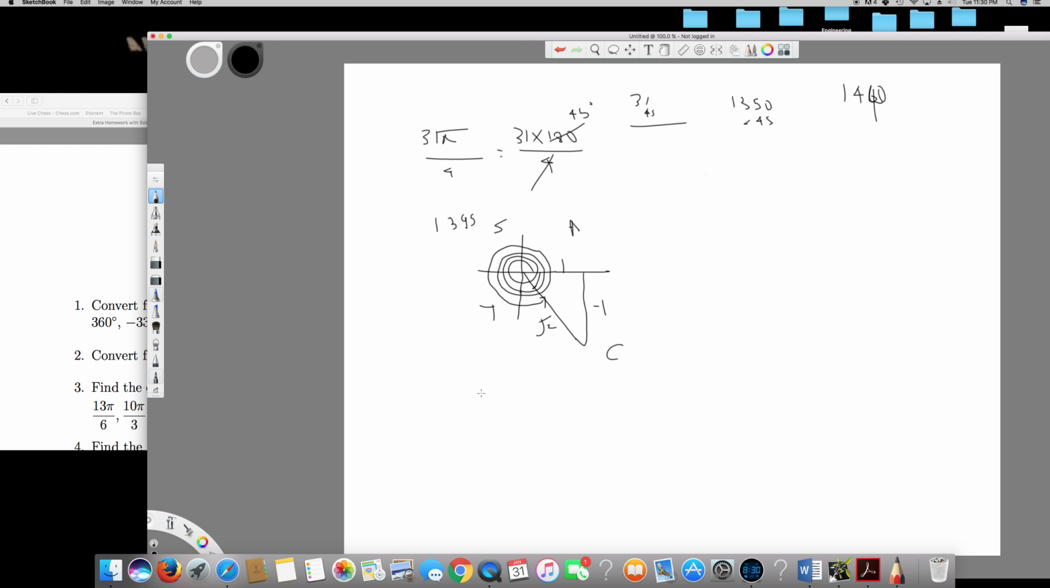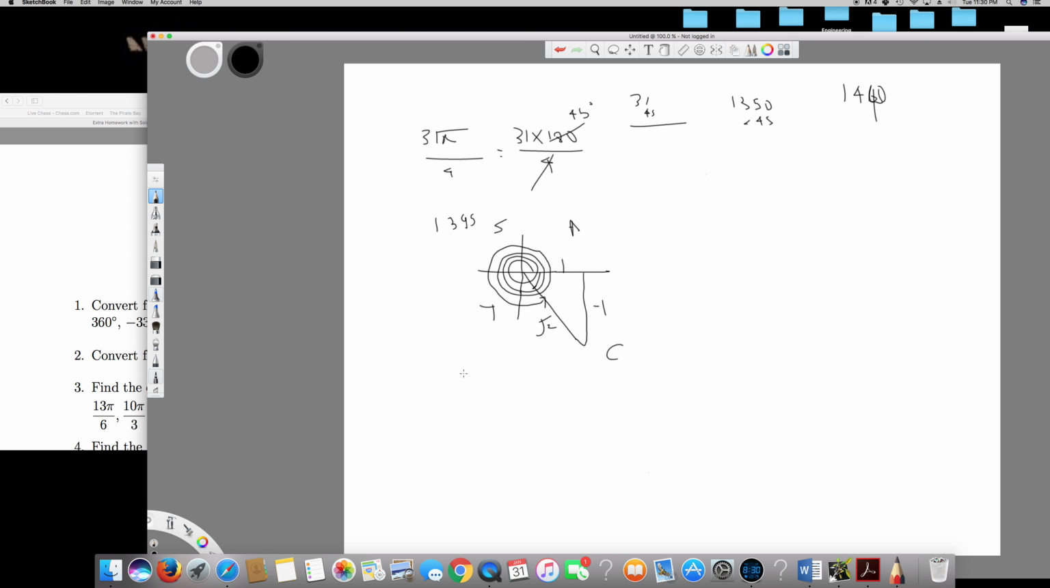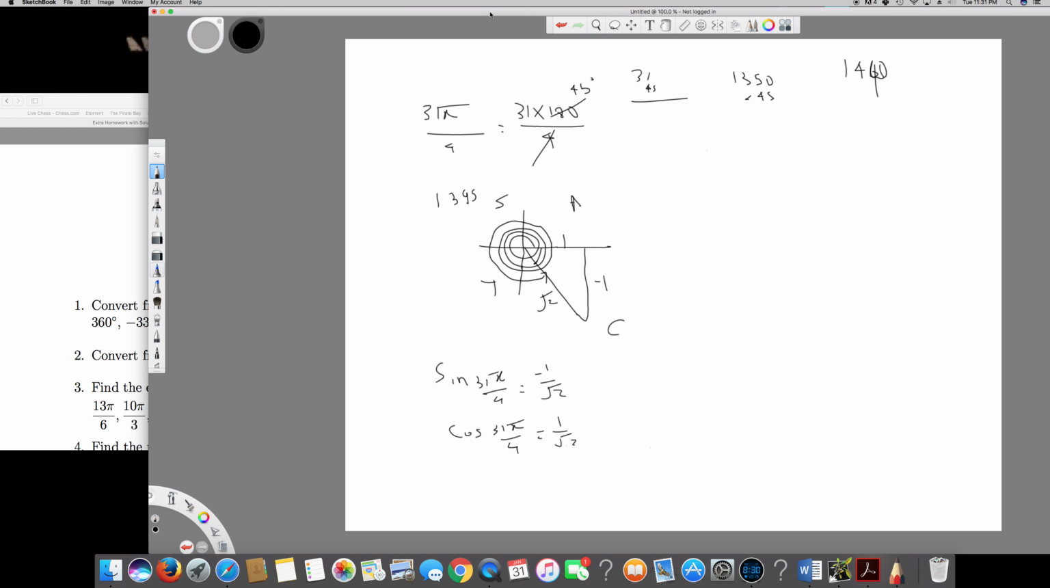Let's find all the values right here. So sine 31π/4 is going to be equal to what? Negative 1 over root 2. And cos 31π/4 is going to be equal to 1 over root 2. And tan is going to be negative 1.